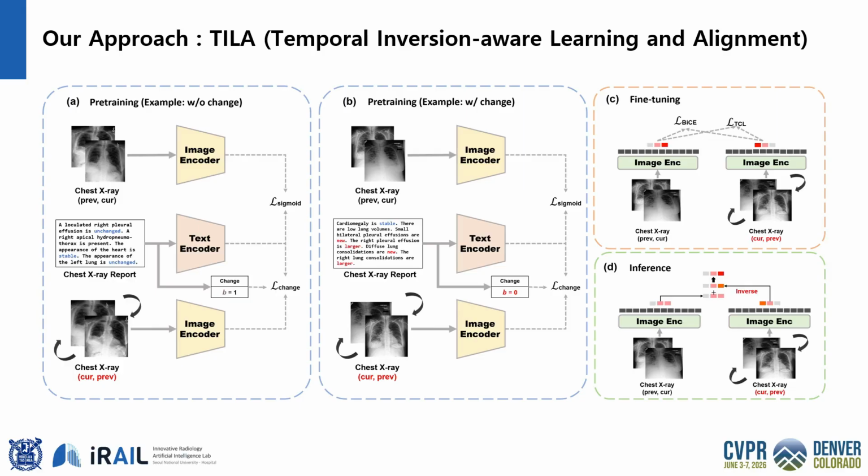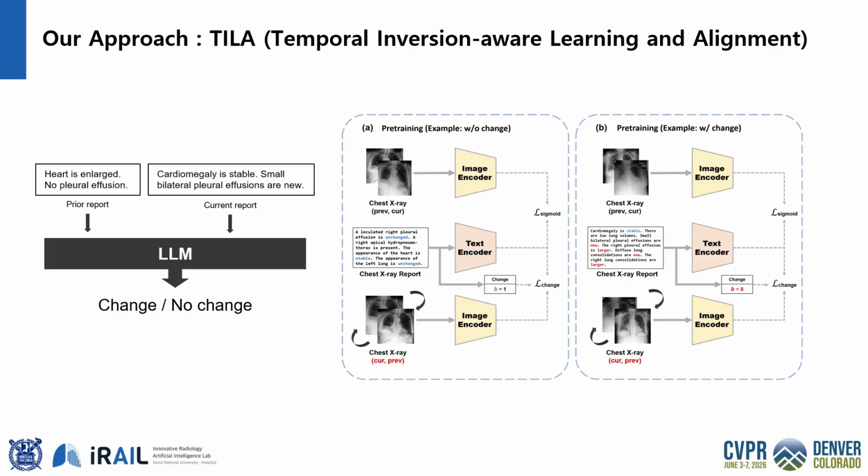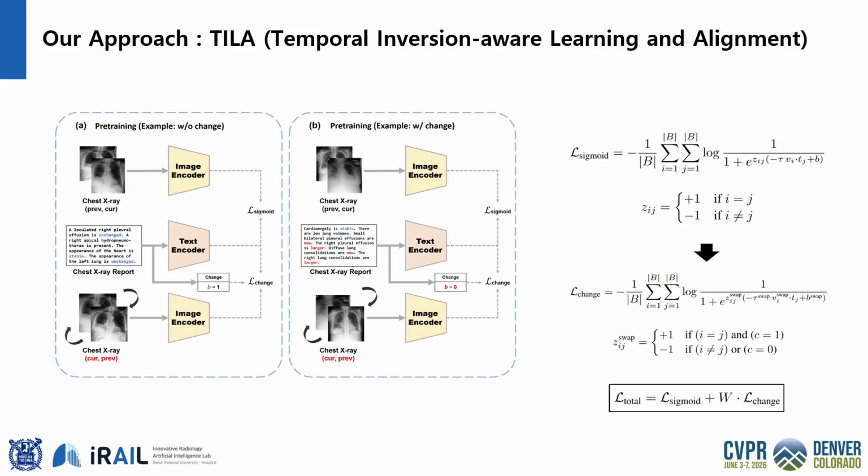Let's walk through each. Before pre-training, we need a change label for each image pair. We feed the prior and current reports into an LLM, which decides whether the patient's condition changed between the two studies. This binary label drives the pre-training objective.